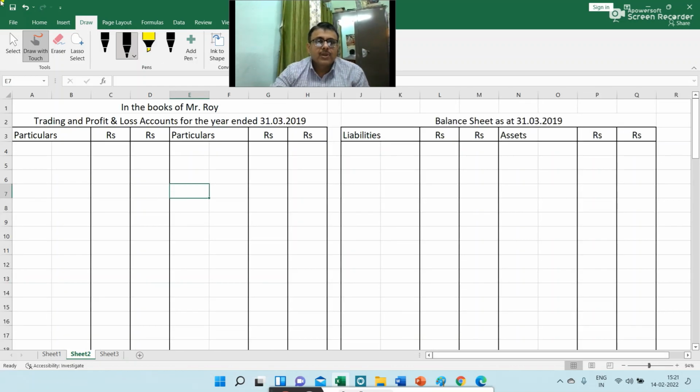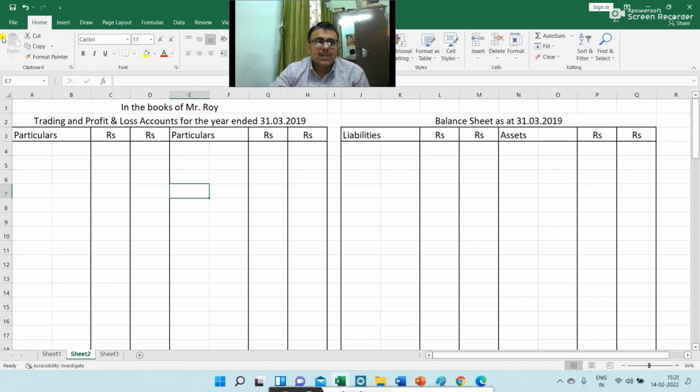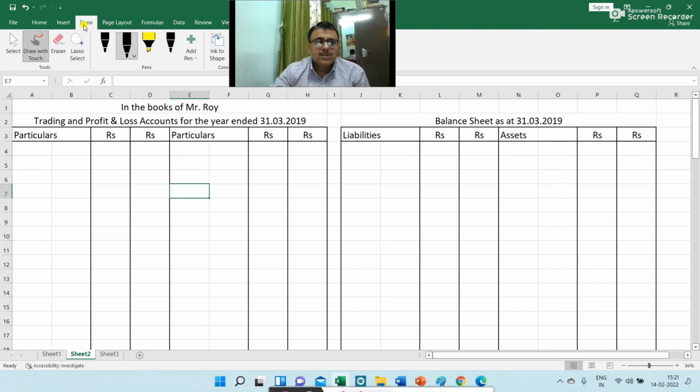Now come to preparing the profit and loss account and the balance sheet. So here is the structure that I have prepared in the books of Mr. Roy: Trading and Profit and Loss Account for the year ended 31st March 2019, and the balance sheet as on 31st March 2019.